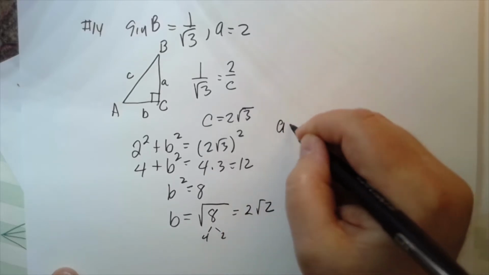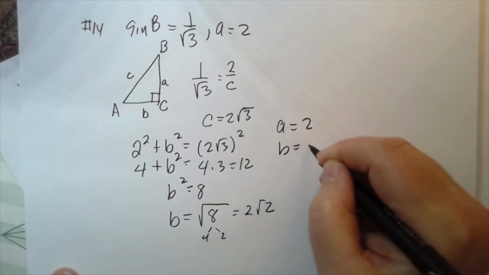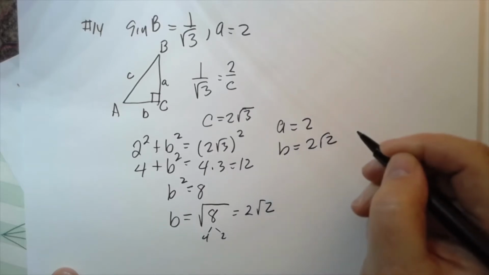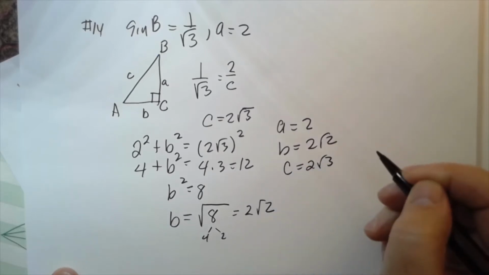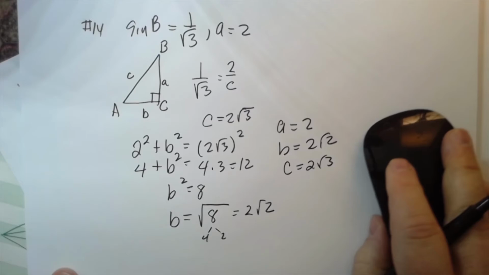So we have our a is 2, b is 2 square root of 2, and c is 2 square root of 3. And we have our third side.